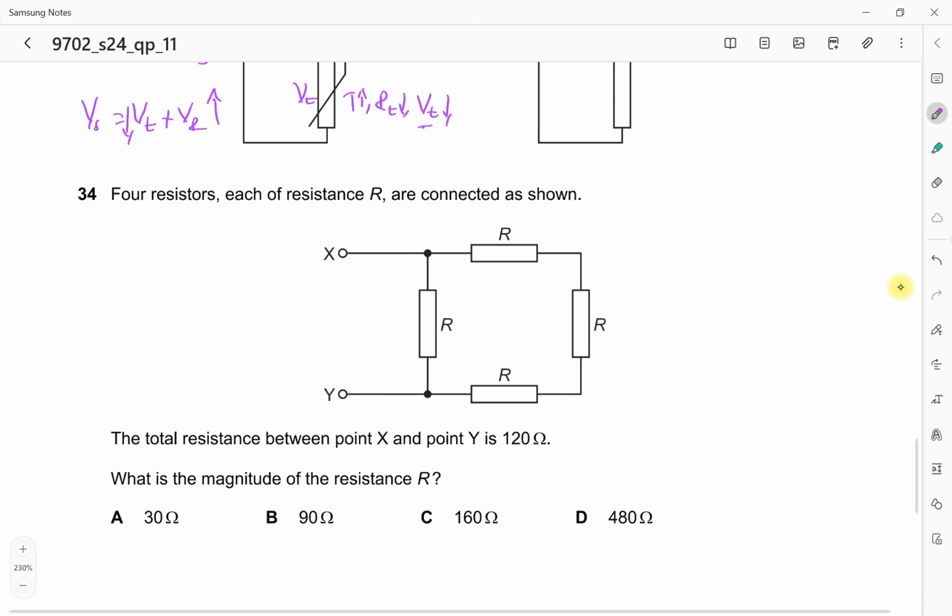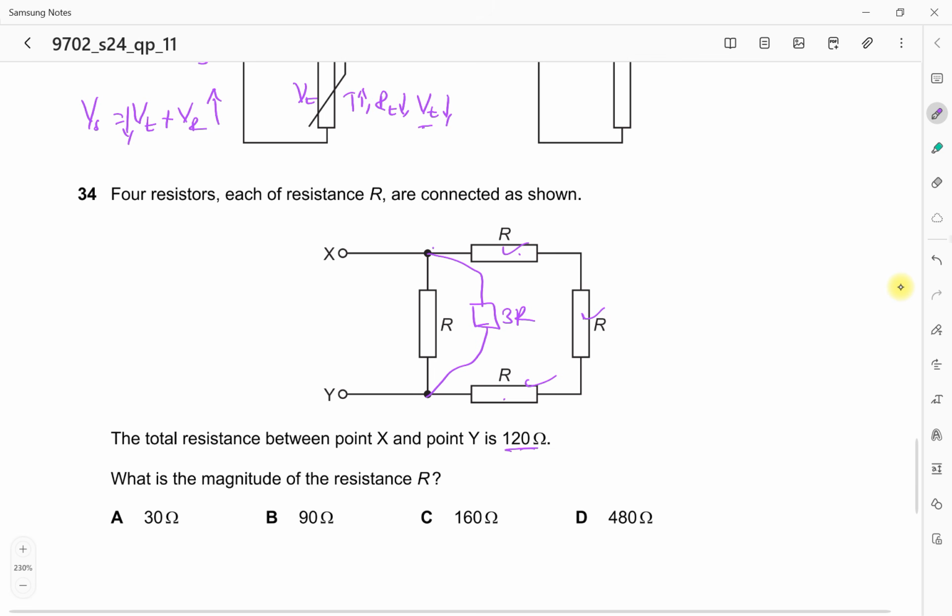Four resistors, each of resistance R, are connected as shown in the figure. Total resistance between X and Y is 120. What is the magnitude of the resistance R? So these three are in series, so they will give us a total resistance of R plus R plus R, which is 3R.